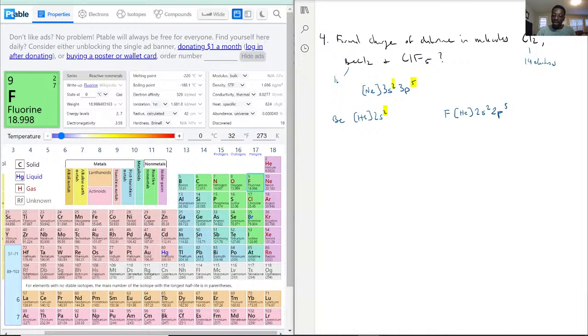All right. So with that being said, we can see here that fluorine actually does also work with 7. So in total, we have 7 times 5 plus 7, which is also 7 times 6. So we're working with 42 electrons here. Okay, so let's start with Cl2. We're working with 14 electrons.